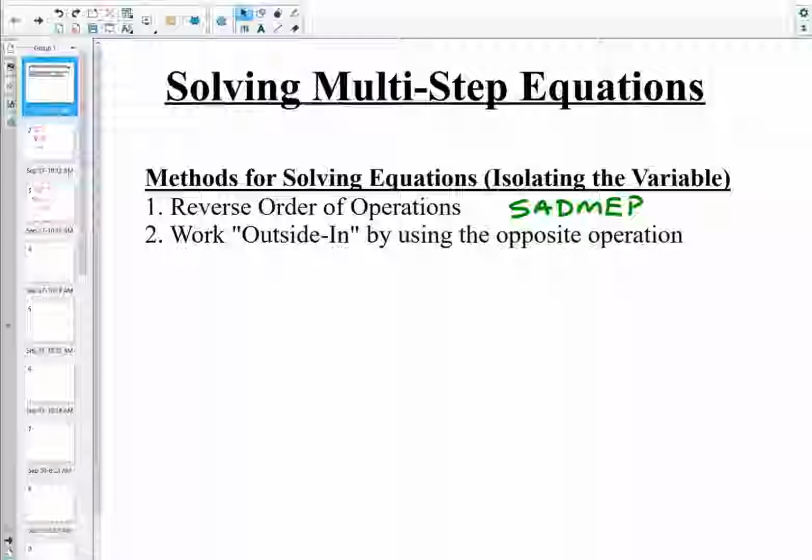So a less formal way of teaching it would be to work your way outside in. Look to cancel what's further away from the variable and work your way in towards the variable.